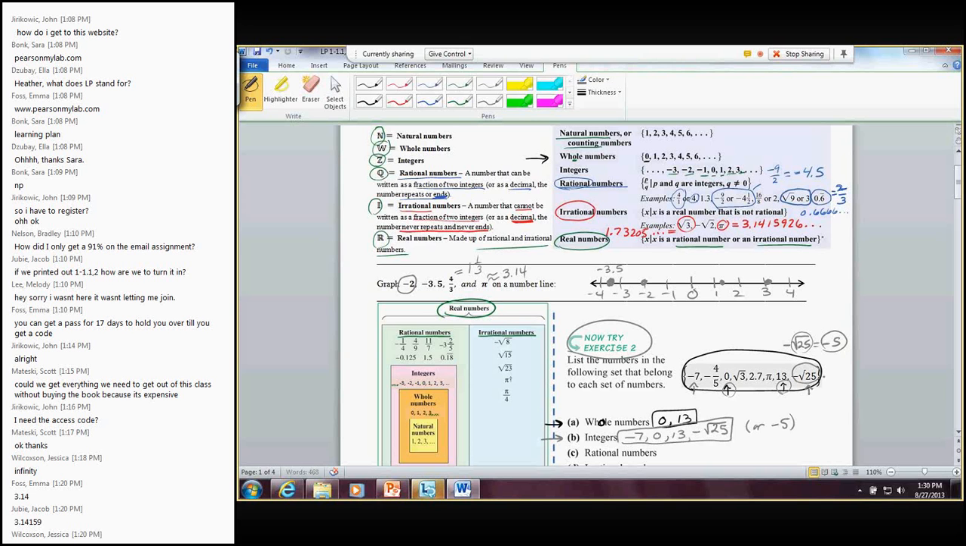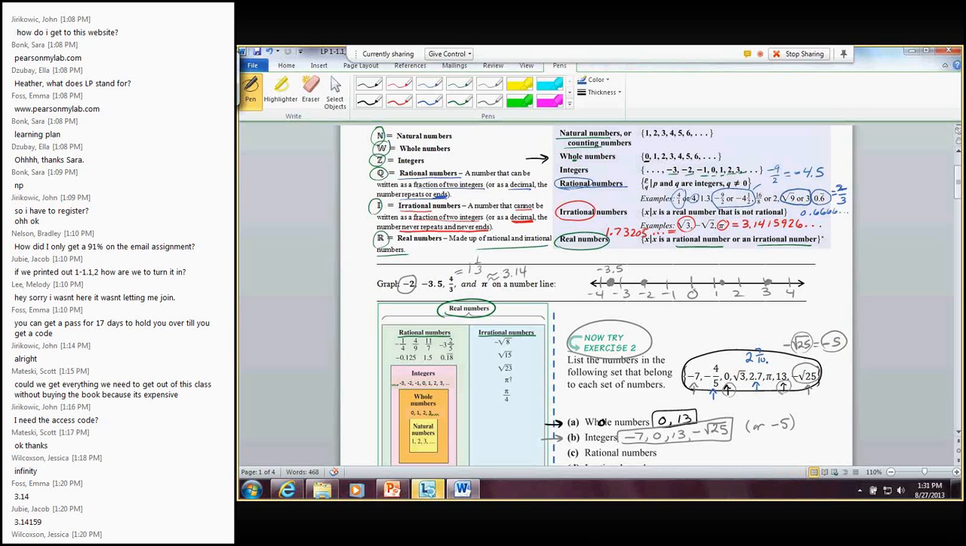What's a rational number? Good. Negative 4/5 is rational. Let me just do an arrow there. Negative 4/5. What's another rational? Good, so you're looking for fractions. 2.7. Why is 2.7 a rational? Good. It does not repeat. Very good. As a decimal, it does not repeat.